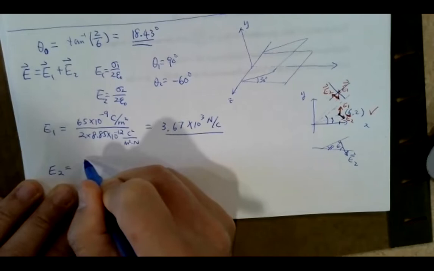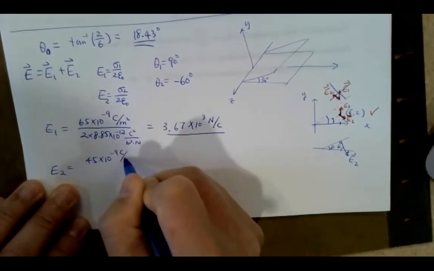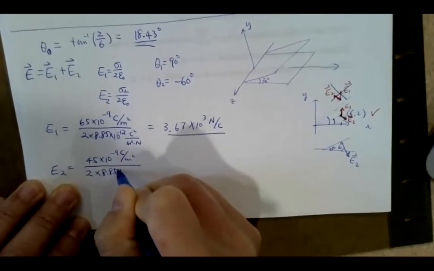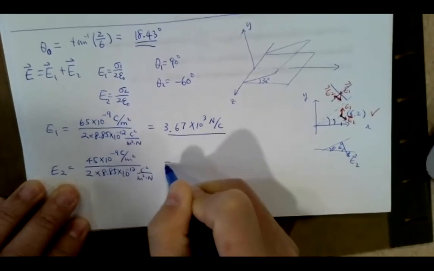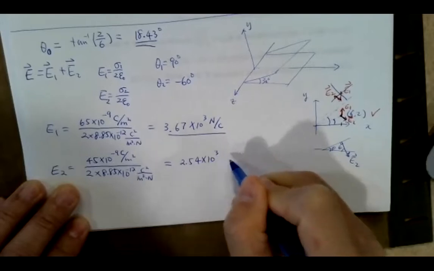E2 will be 45 times 10 to the minus 9, divided by 2 times 8.85 times 10 to the negative 12. That would be 2.54 times 10 to the third.